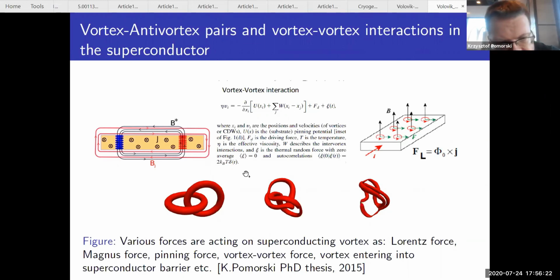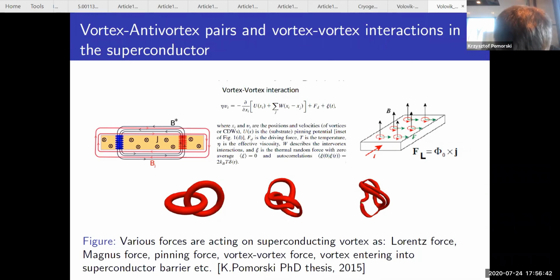Here is a very nice example of two vortices that are entangled. There's one flux of magnetic field that is closed, and there's another closed loop. Around each loop, there is a circulation of superconducting current. So you can have various types of configurations of magnetic field.